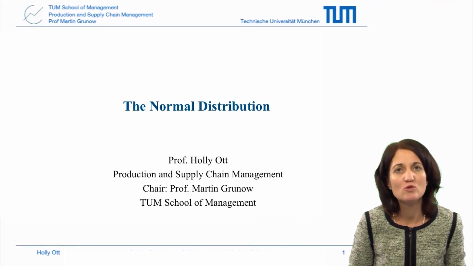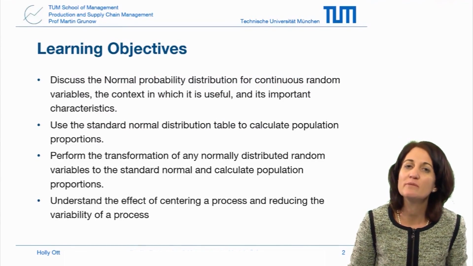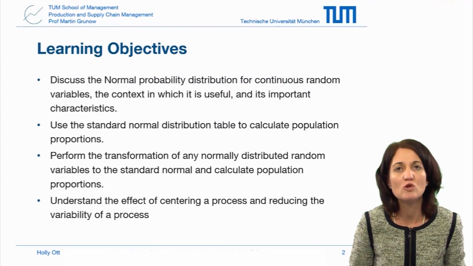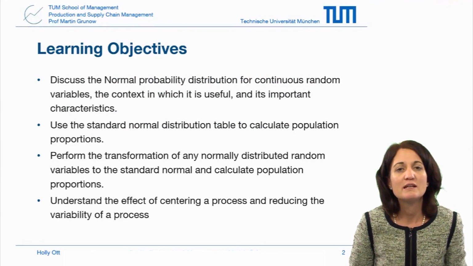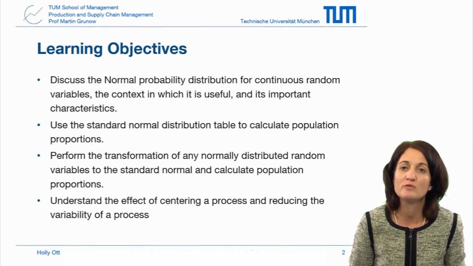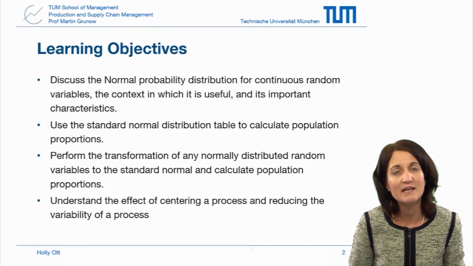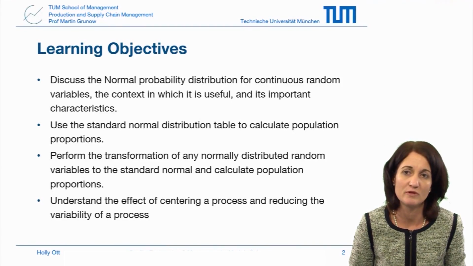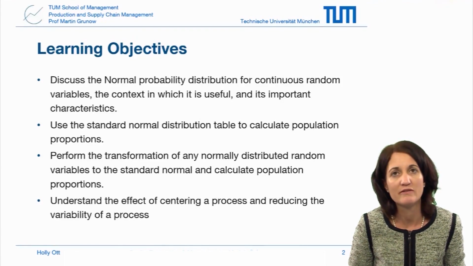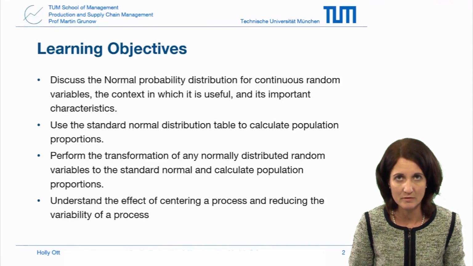Today we will look at the normal distribution function in more detail. The learning objectives for this session are to discuss the normal probability distribution for continuous random variables, the context in which it is useful and its important characteristics. We will also use the normal distribution table to calculate population proportions and perform the transformation of any normally distributed random variable to the standard normal distribution. We will also understand the effect of centering a process and of reducing the variability of a process.